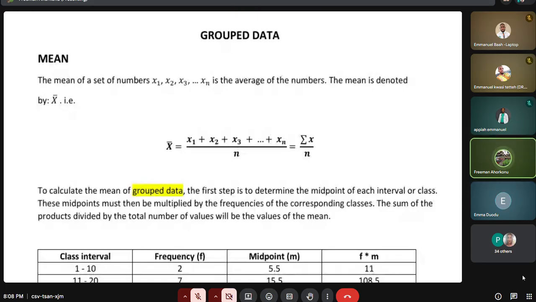It's the same thing. But what we are going to do now, we'll wear a different uniform.